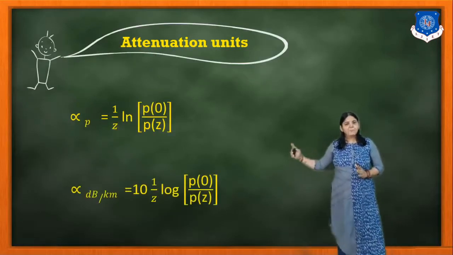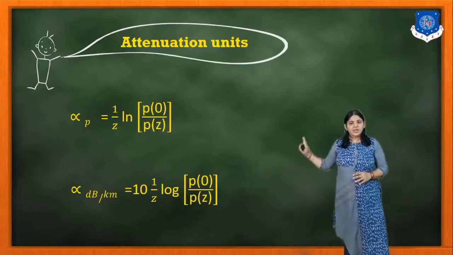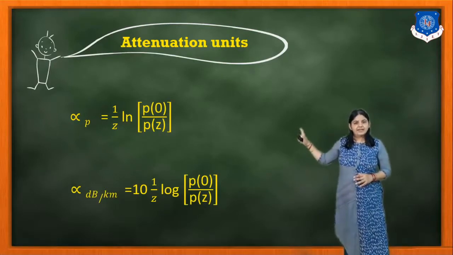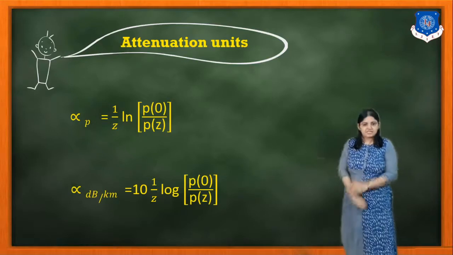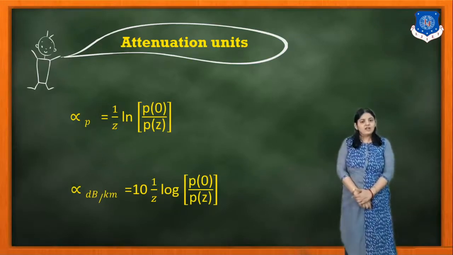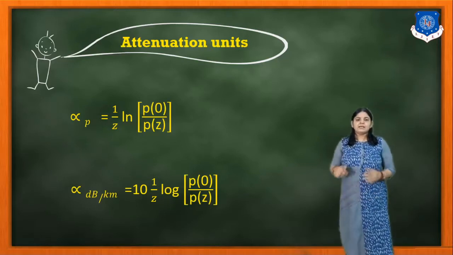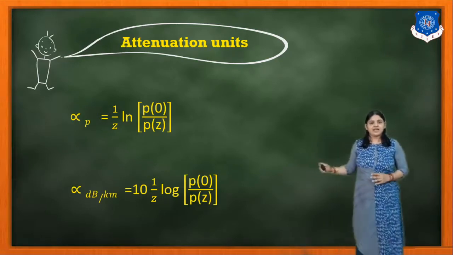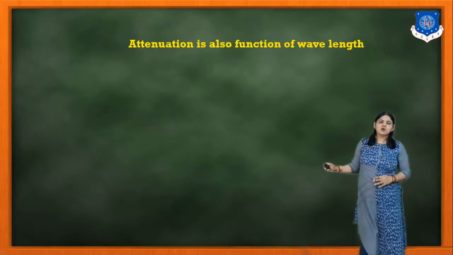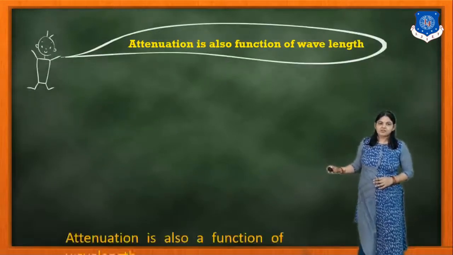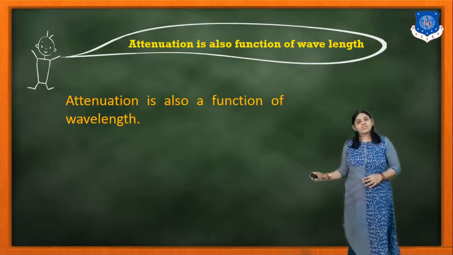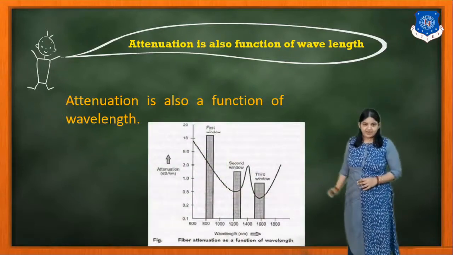So alpha P is equal to 1 upon Z ln P0 upon Pz. So alpha dB per kilometer, in log, we can write as 10 upon Z log P0 upon Pz. So attenuation is also a function of the wavelength.